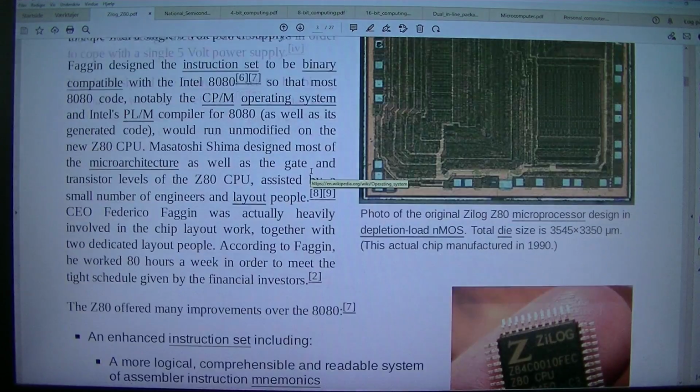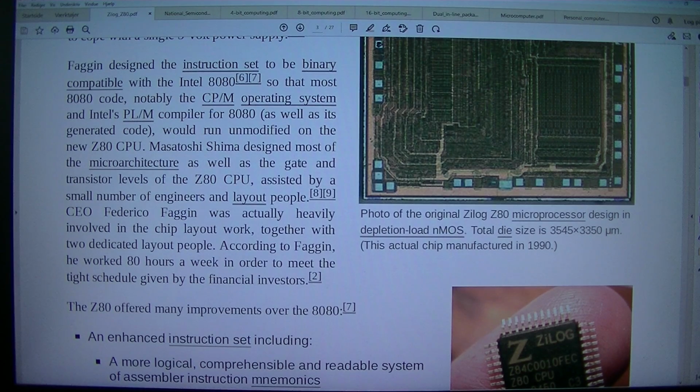Faggin designed the instruction set to be binary compatible with the Intel 8080, so that most 8080 code, notably the CP/M operating system and Intel's PL/M compiler for the 8080, as well as its generated code, would run unmodified on the new Z80 CPU.